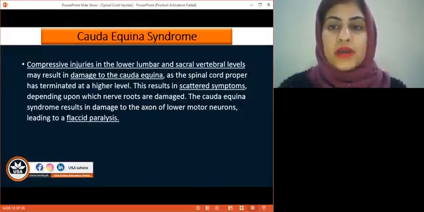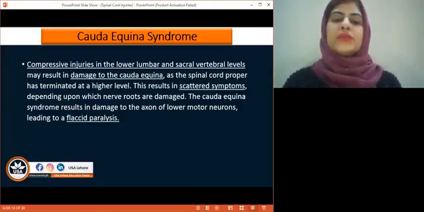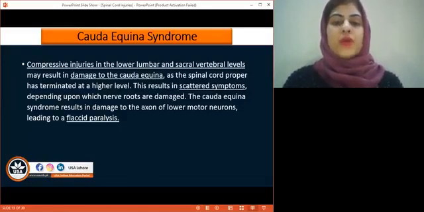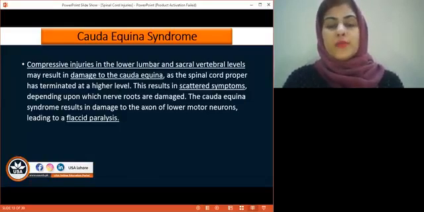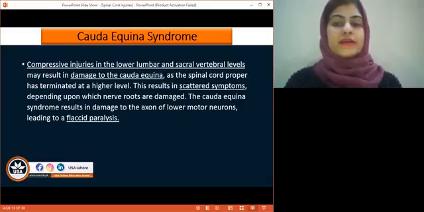Then we have cauda equina syndrome. Cauda equina syndrome is basically associated with compressive injuries in the lower lumbar and sacral vertebral levels. This may result in damage to the cauda equina. As the spinal cord proper has terminated at a higher level, this results in scattered symptoms. Depending upon which nerve roots are damaged, cauda equina syndrome results in damage to the axons of the lower motor neurons, leading to flaccid paralysis.